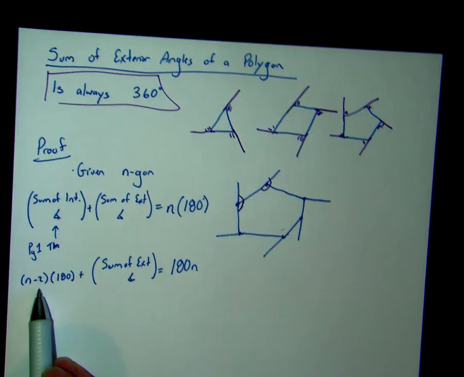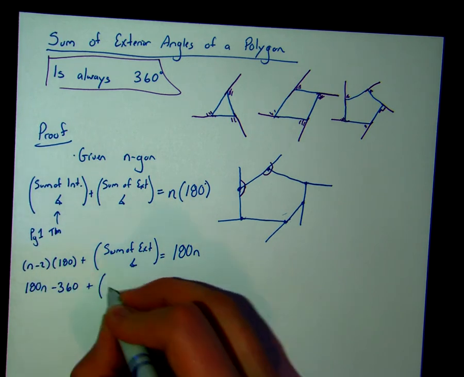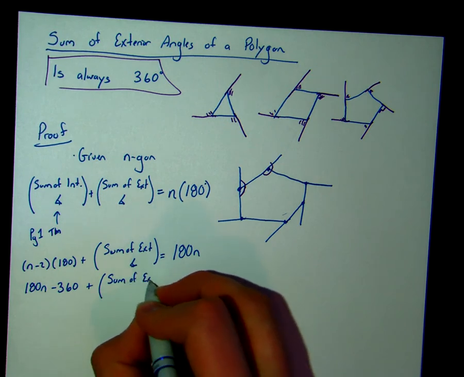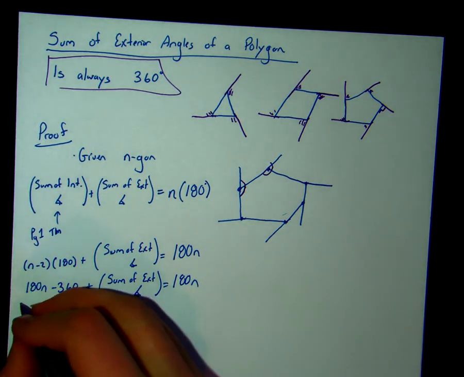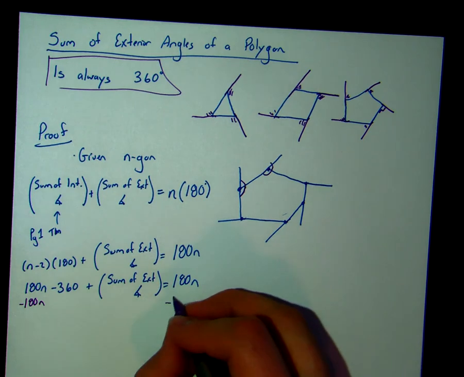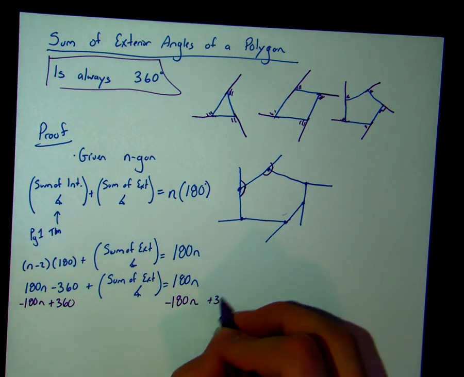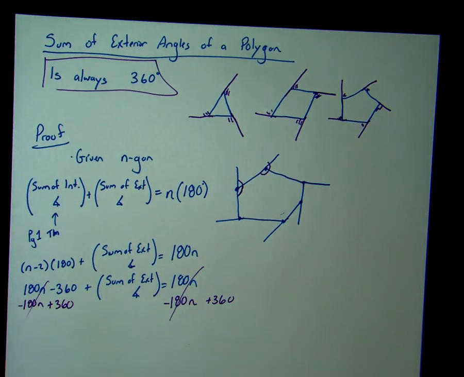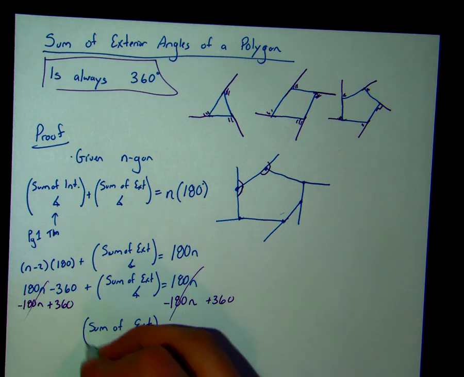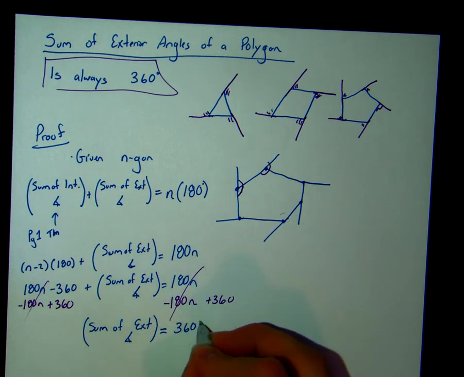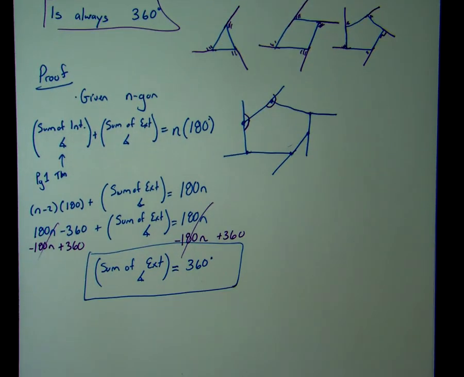And if I go back and distribute here, I get 180n minus 360 plus the sum of the exterior angles, and this equals 180n. So if we now eliminate these things, I can subtract 180n on both sides. And I can add 360 to both sides. Everything cancels except we see that the sum of the exterior angles of an n-gon is 360 degrees. So regardless of how many sides there are, the sum is always going to be 360 degrees.